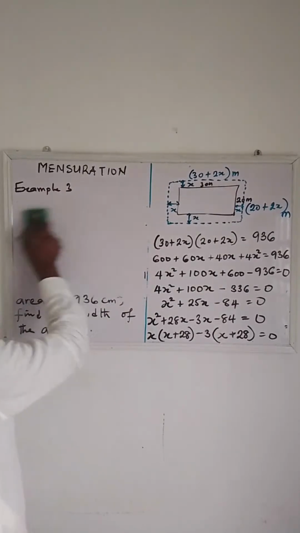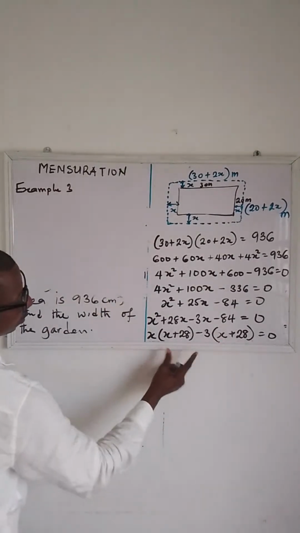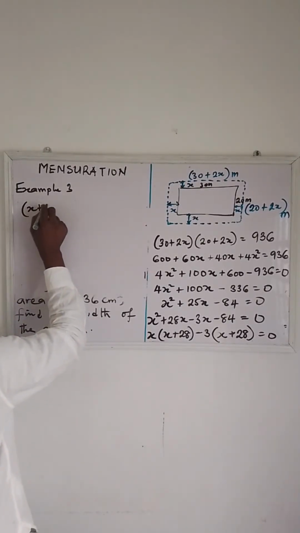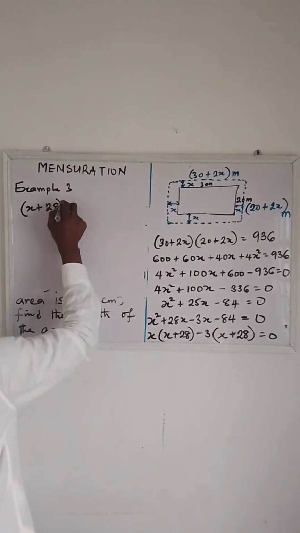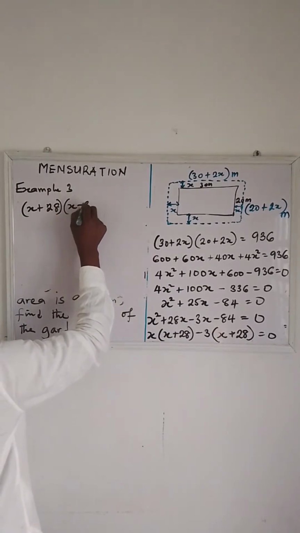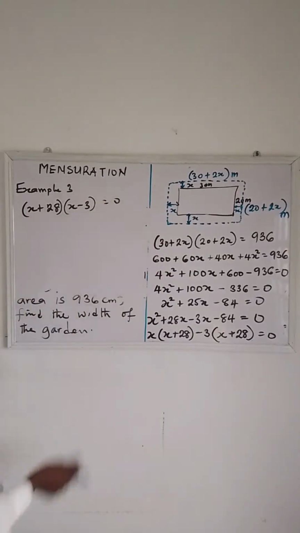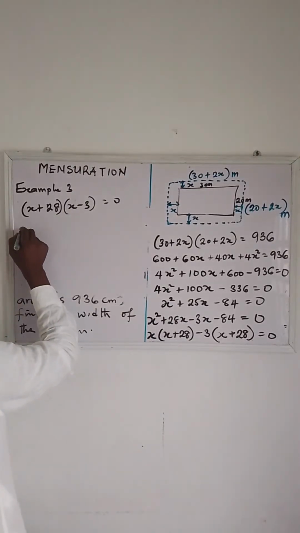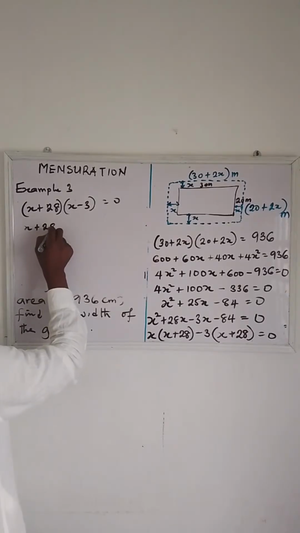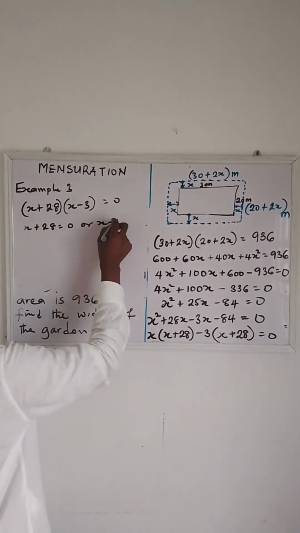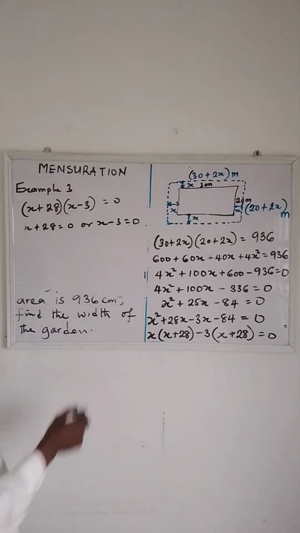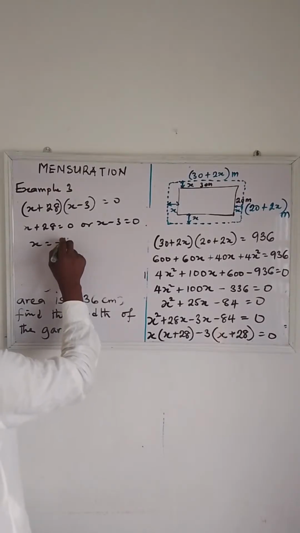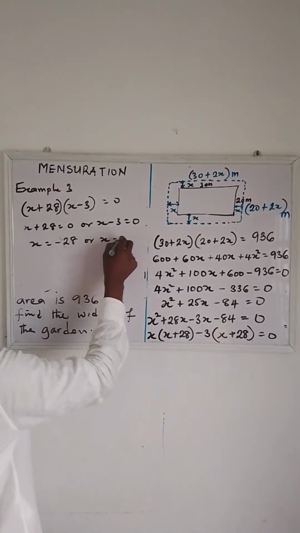So here you can factor out x plus 28. Now let's factor that out. We have x plus 28, you are left with x minus 3 equals 0. All right, so that means that x plus 28 equals 0 or x minus 3 equals 0. So you have x equals negative 28 or x equals 3.